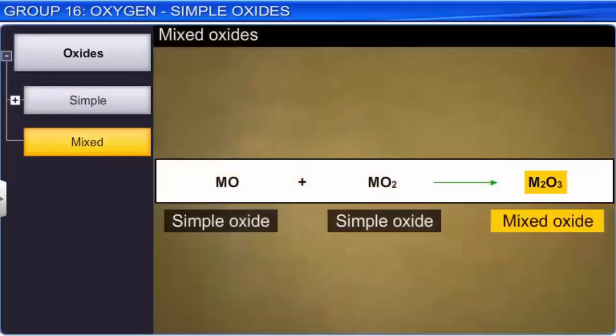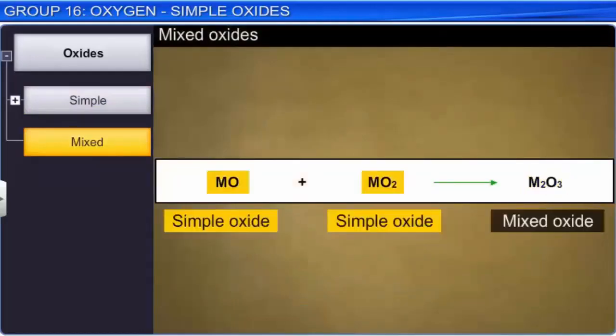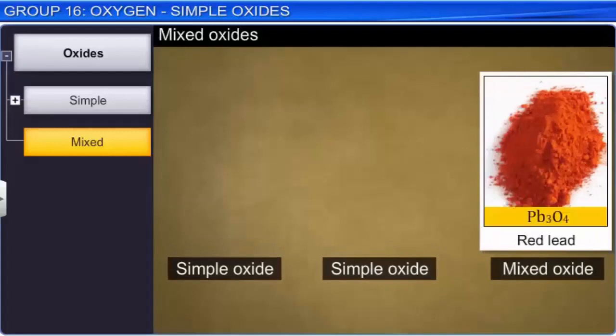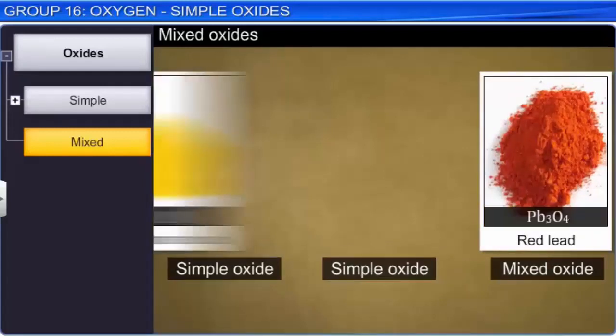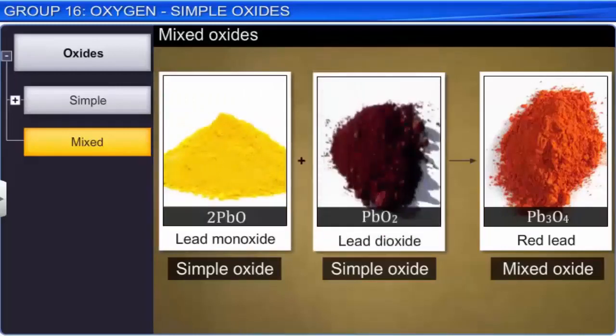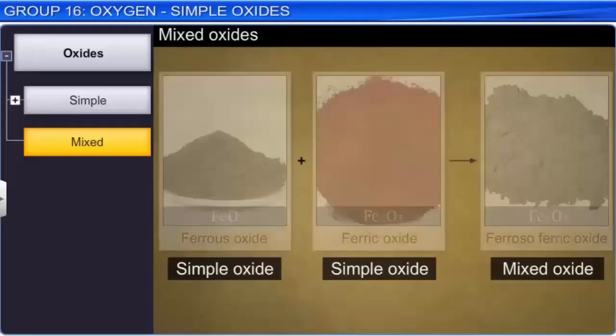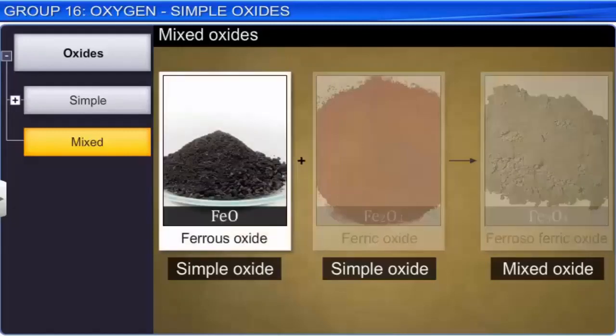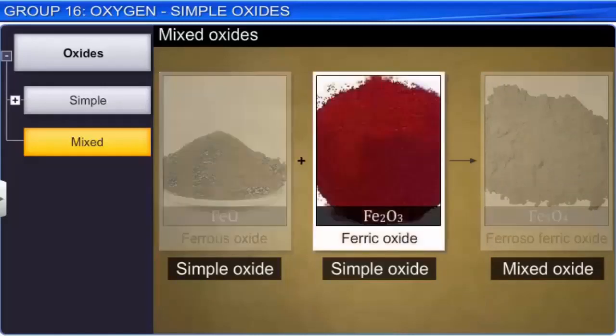Mixed oxides are oxides that are made up of two simpler oxides. For example, red lead, Pb3O4, is a mixed oxide of lead monoxide, PbO, and lead dioxide, PbO2. Similarly, ferroso-ferric oxide, Fe3O4, is a mixed oxide of ferrous oxide, FeO, and ferric oxide, Fe2O3.